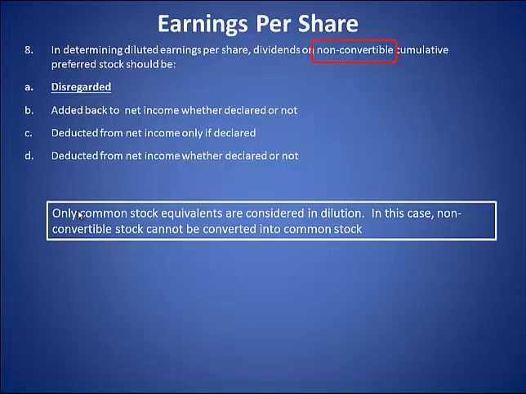Okay, number 8, in determining diluted earnings per share, dividends on, and here's the key, non-convertible cumulative preferred stock should be, in this case, A, disregarded. Remember, only common stock equivalents are considered in dilution, meaning that only if that preferred stock was convertible would it be considered for dilution. In this case, non-convertible stock cannot be converted into common stock. Let's take a look at number 9.